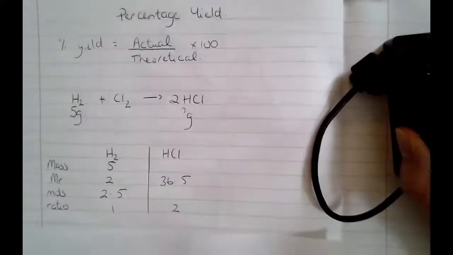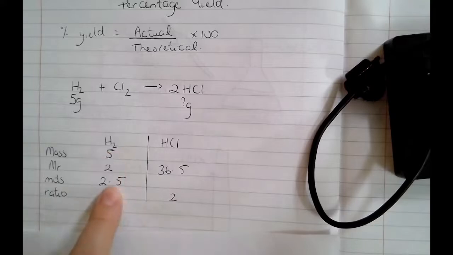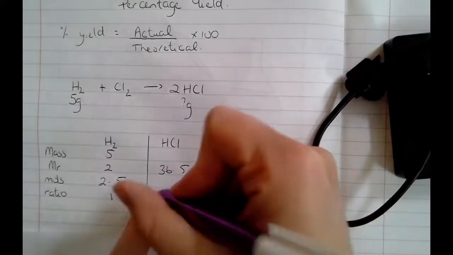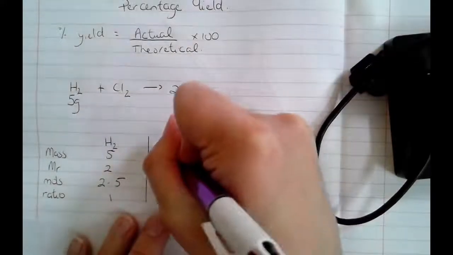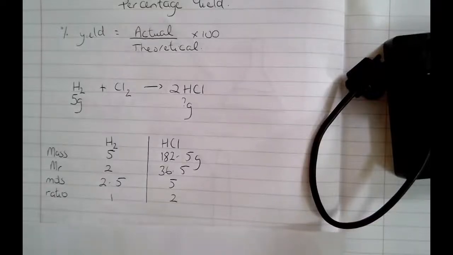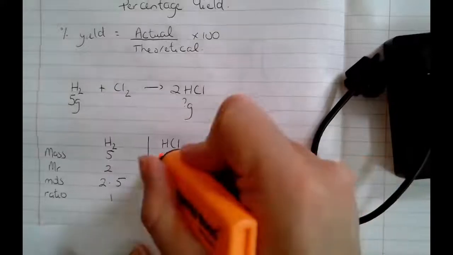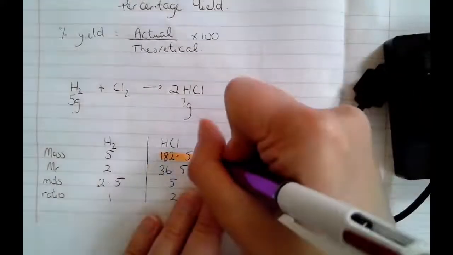So to work that out, it's just a typical moles calculation. I use my moles table, work out the number of moles of H2. When I know the number of moles of H2, I can use the ratio to work out the number of moles of HCl. And now that I know the moles of HCl, I can work out the mass as 182.5 grams. So if I start with 5 grams of H2, I should make 182.5 grams of HCl. So that is my theoretical yield.